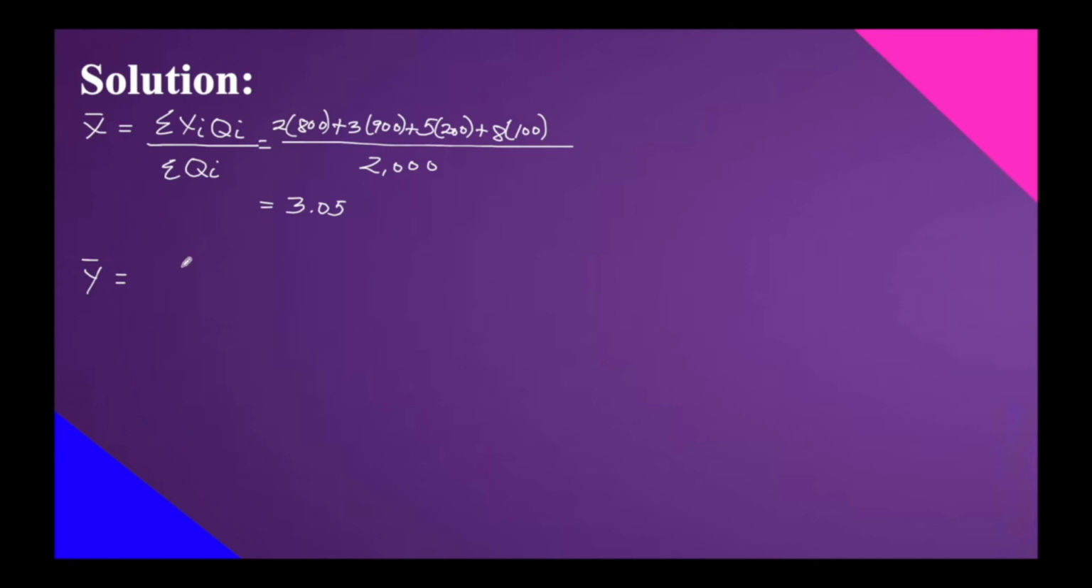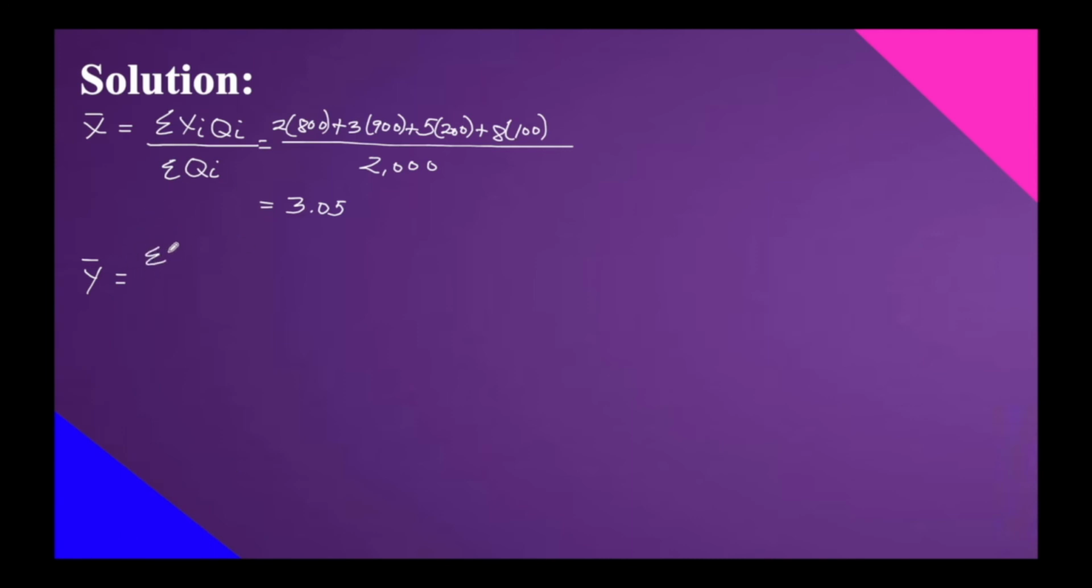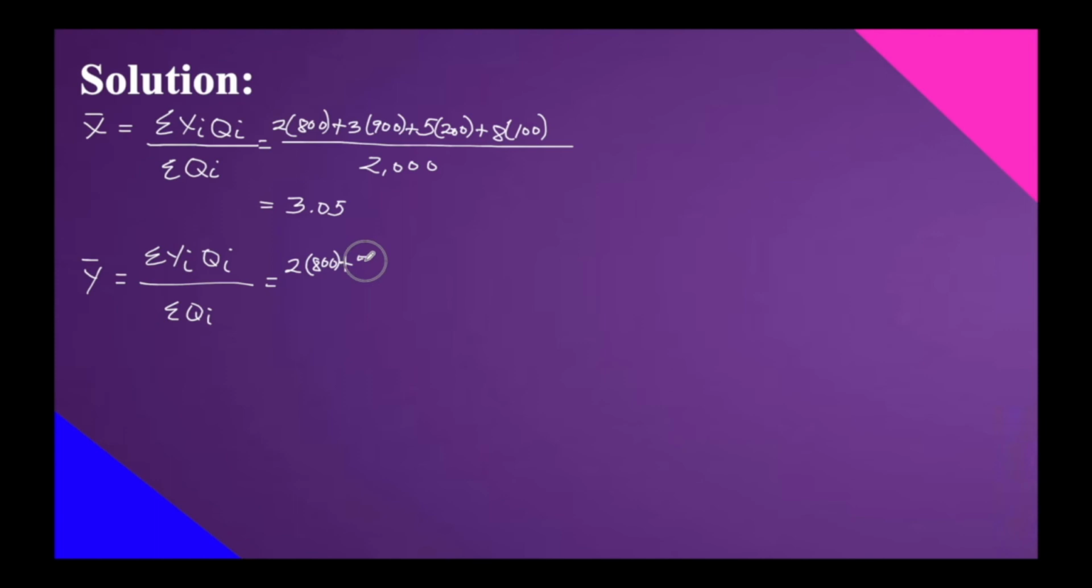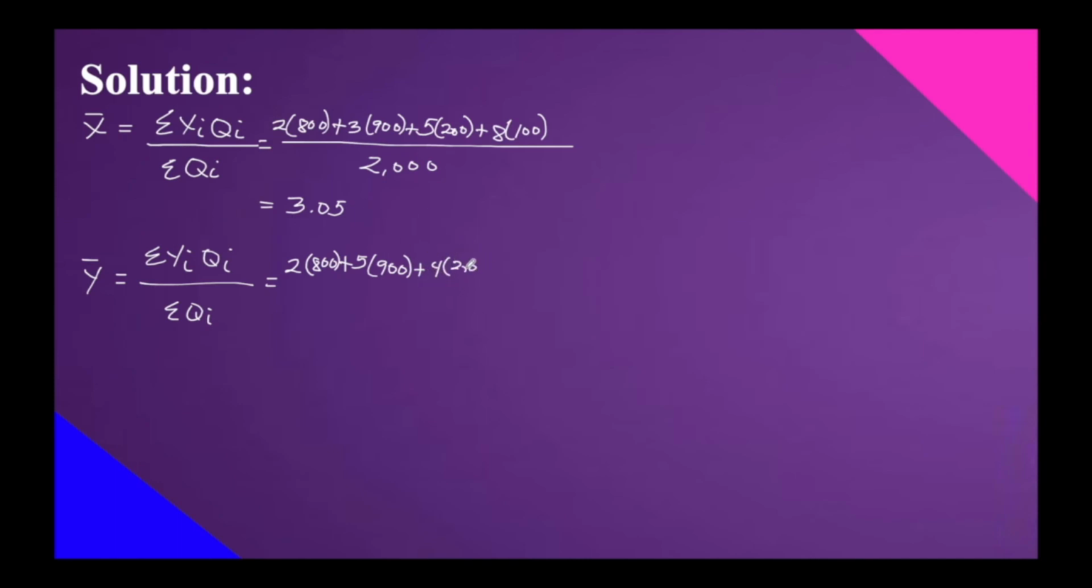For the y, almost the same, guys. But here, we should have the summation of y sub i multiplied to q sub i over summation of q sub i. So, let's check. 2 times 800, almost the same with the x, 2 times 800 plus 5 times 900, plus 4 times 200, plus we have 5 times 100, all over the summation of quantity, which is 2,000.